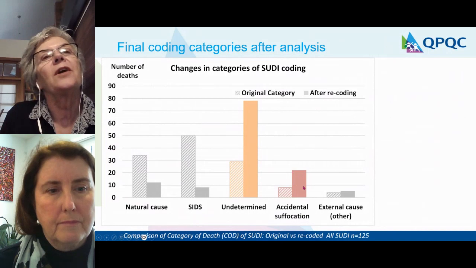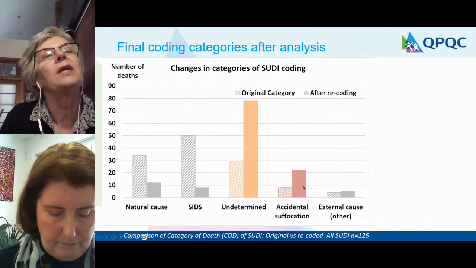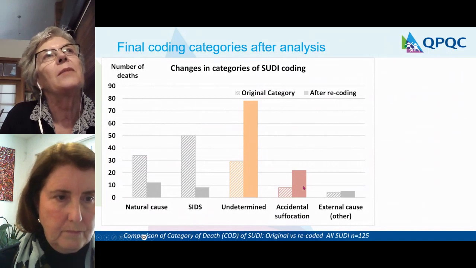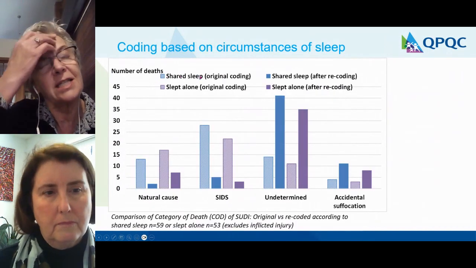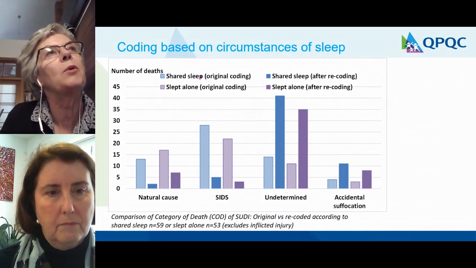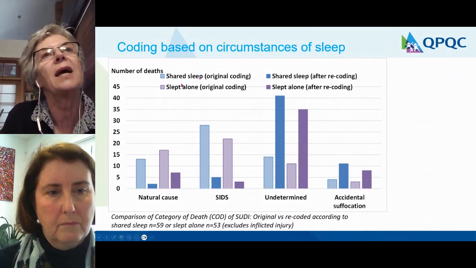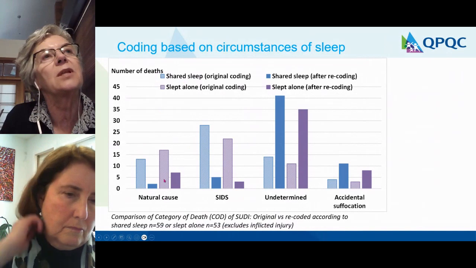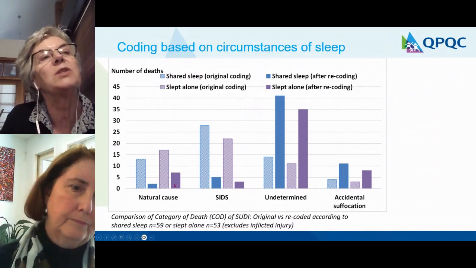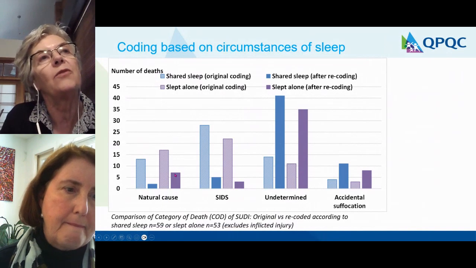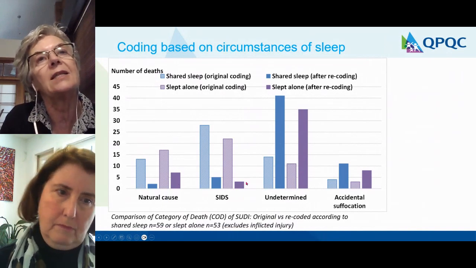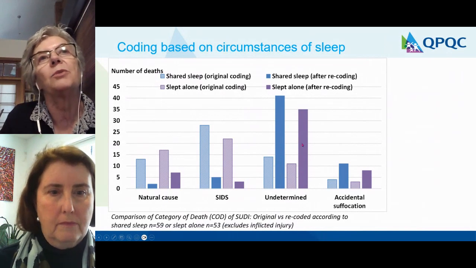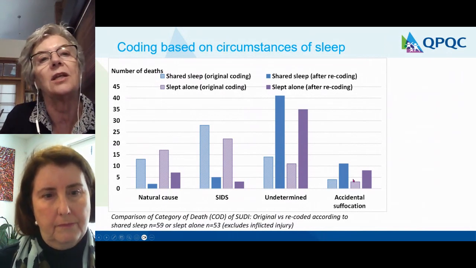So just wanted to finally focus on this suffocation, or on the reclassification. We didn't, as I say, use shared sleeping as a standalone risk factor, but we were interested if we were biased and we were somehow more willing to recode deaths from shared sleep versus deaths when the infant slept alone. And the blue here is the shared sleep infants, and the purple is the infants who slept alone. And it's interesting that there wasn't really any difference between the two groups, but in both groups, the number of natural cause deaths and SIDS reduced, and in both groups, the number of undetermined cause increased and accidental suffocation increased.